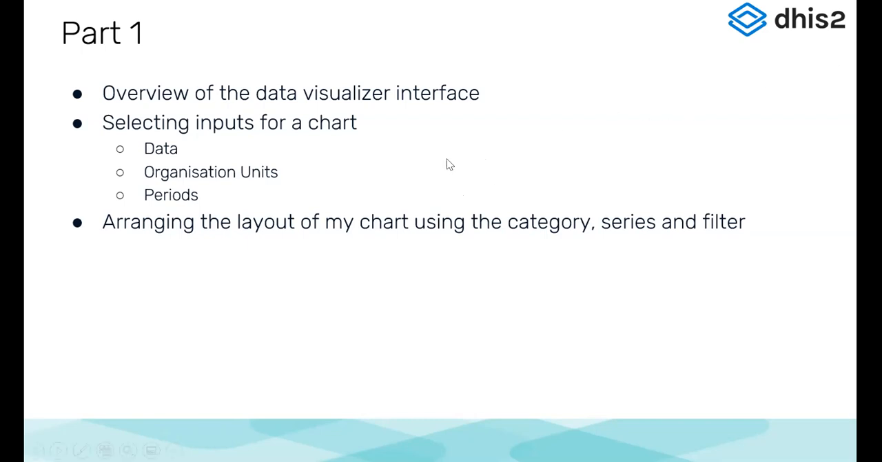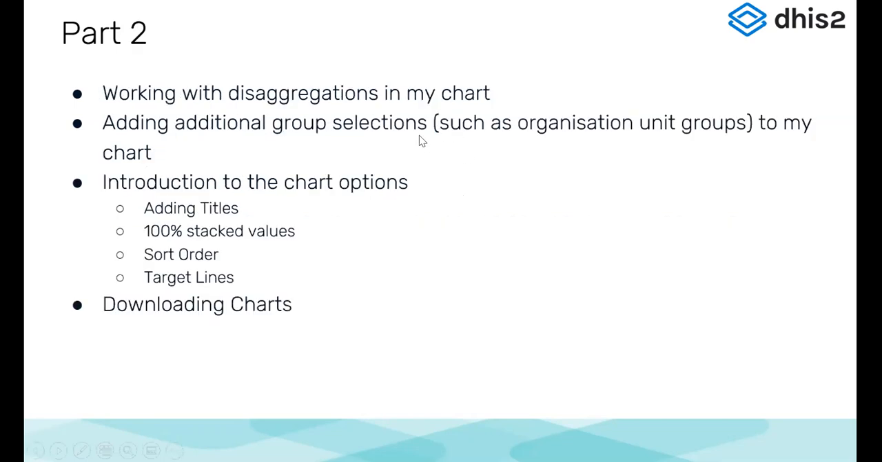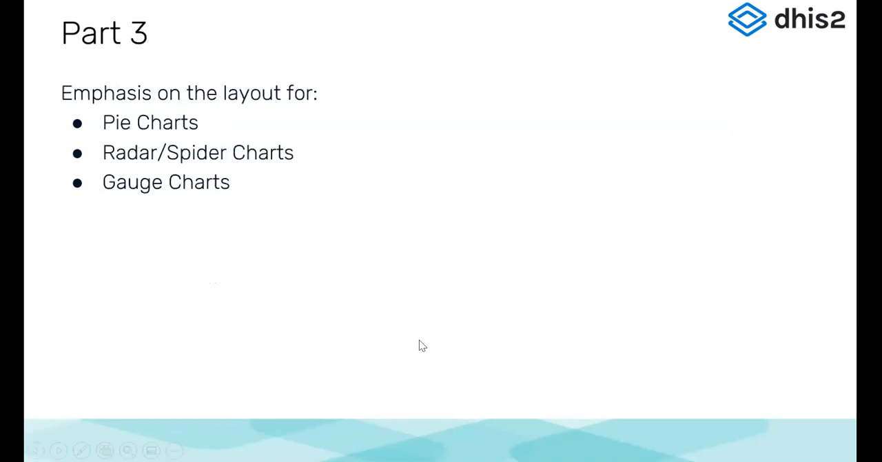And then, of course, how to work with disaggregations in the chart, we talked about it. And what the different chart types are, when to apply them, and the best practices in applying each of the chart types that we discussed. And then we discussed several chart options like adding titles, 100% stacked values, and how to sort. If you remember, I mentioned it's the first item that the sorting is based on if you have multiple items. And how to put the target line and baseline, and also how to download charts.